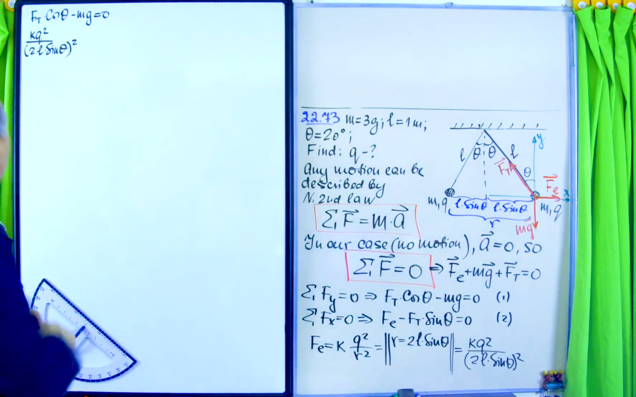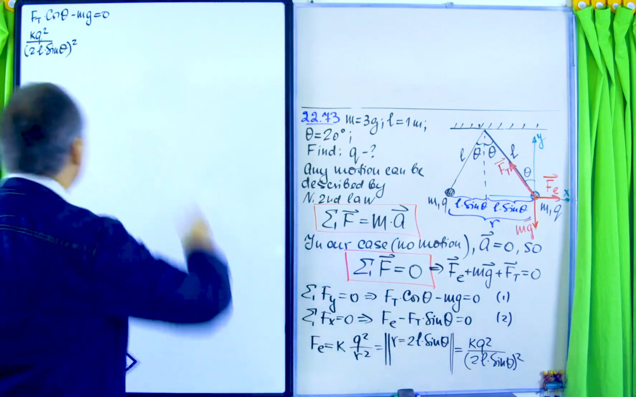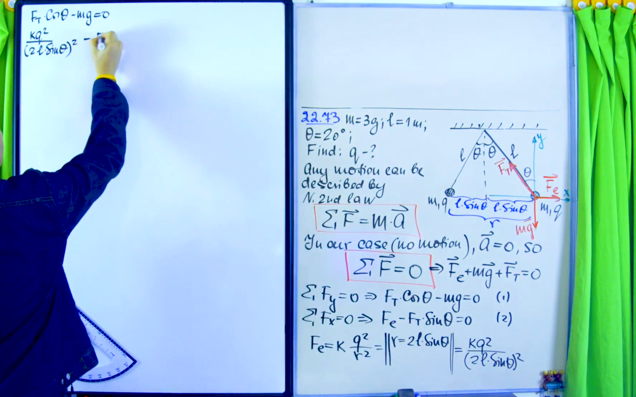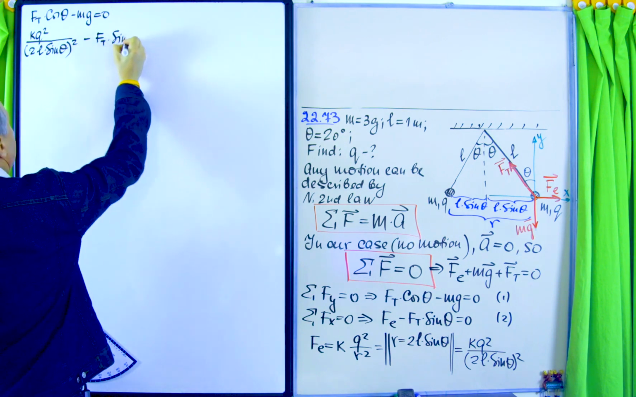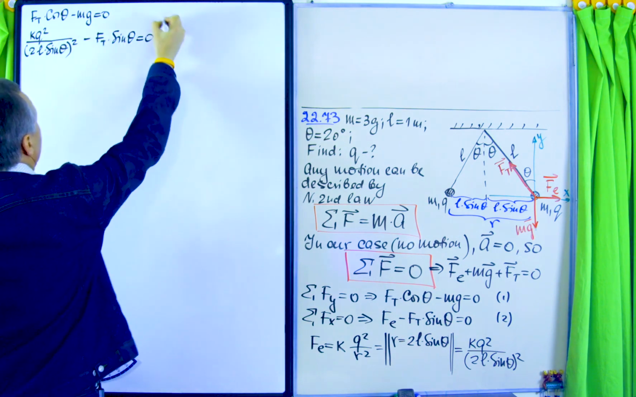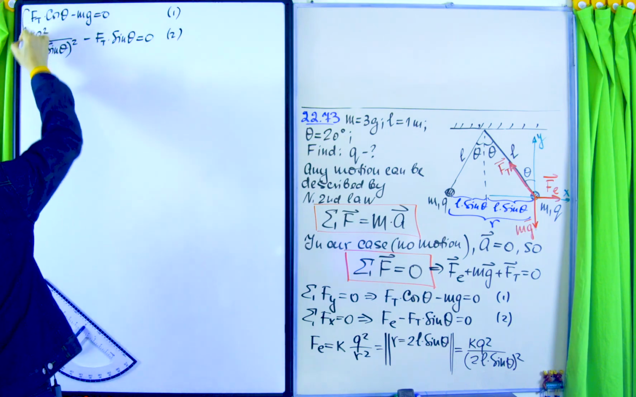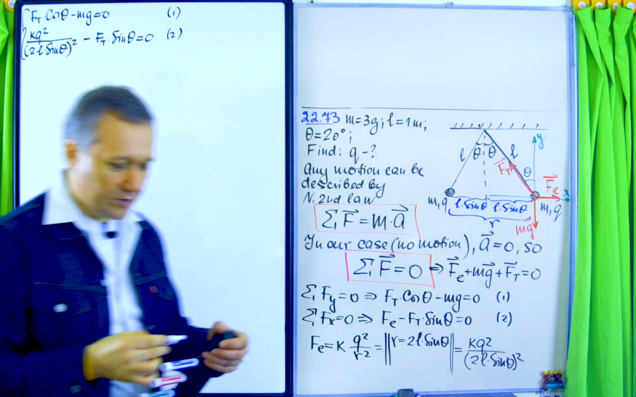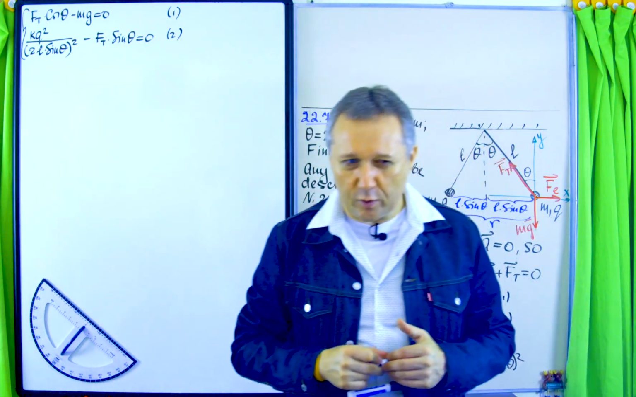You can see that. This electric force minus Ft sine theta equals 0. Okay, so now we have equation number 1 and equation number 2. A system of two equations. Now, is this enough in order to solve the problem?